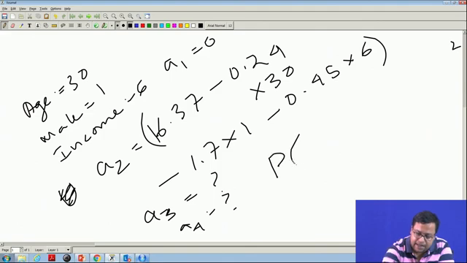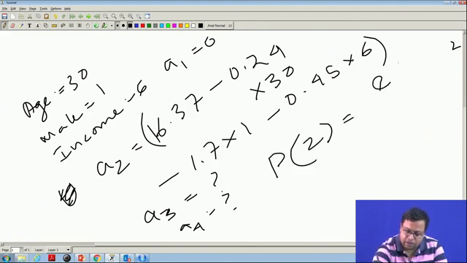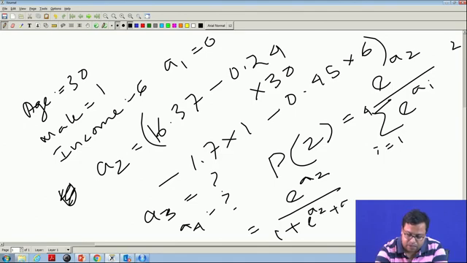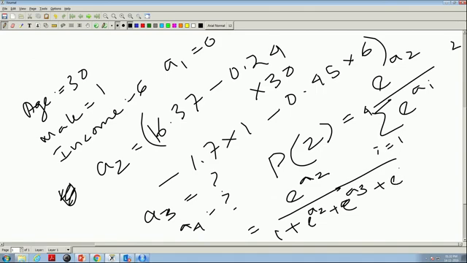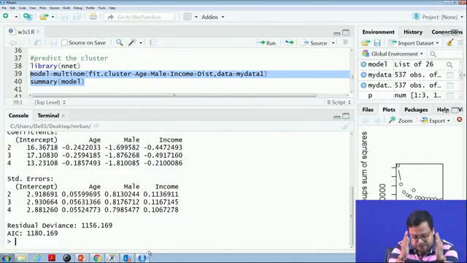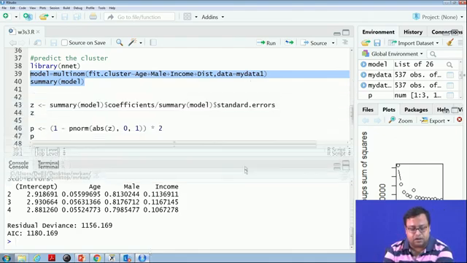So, the probability that this guy will be in group 2 is e to the power A2 divided by the sum of e to the power Ai, where i varies from 1 to 4. In other words, e to the power A1 is e to the power 0, that means 1, plus e to the power A2 plus e to the power A3 plus e to the power A4. That will give me the probability for group 2, group 3 and group 4, and whichever segment's probability is higher, I will put that person in that particular segment. Similar thing we can do with LDA also, and I will not do that.